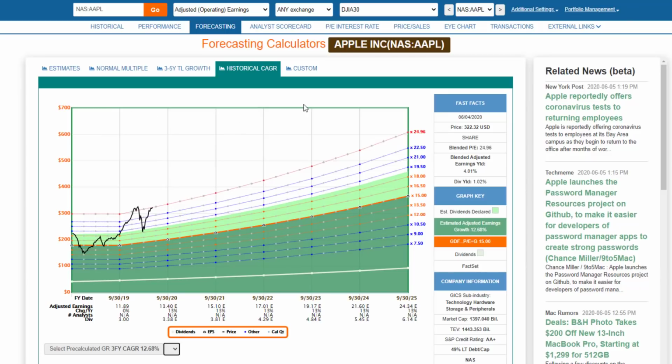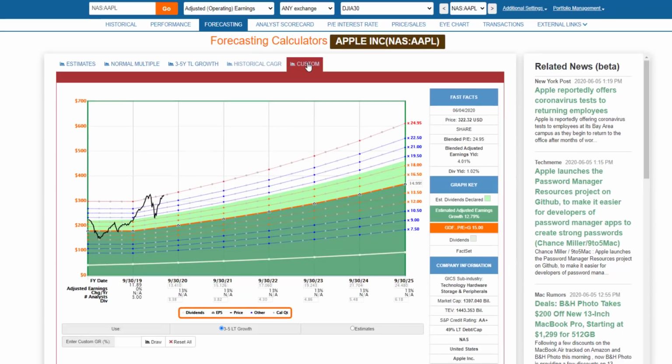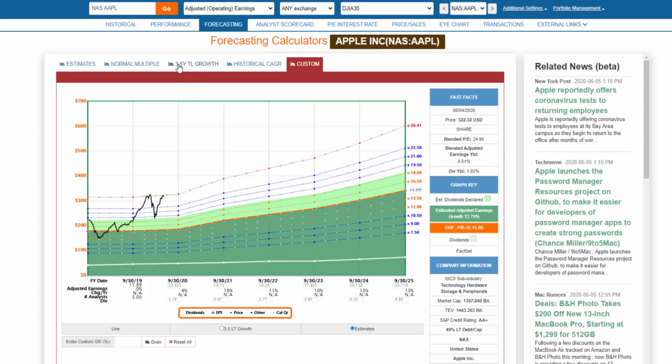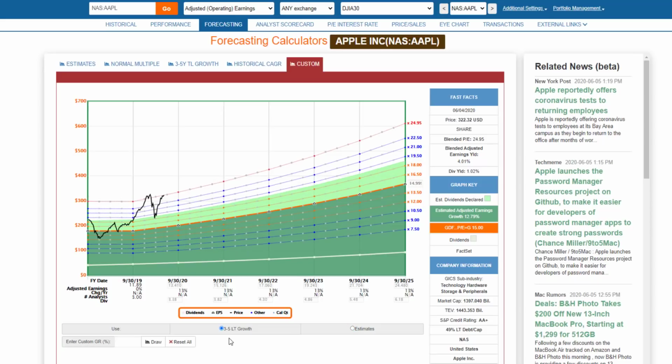Now, the fifth forecasting calculator is simply a custom calculator. You can plug in your own dividends, you can plug in your own earnings, you can plug in your own growth rate. You can also, by clicking this little box here, actually combine this trendline growth rate with these specific earnings growth rate numbers. And you can see that I did that here. If I take it off, watch the orange line change by going back to the 3 to 5 year. So I can combine the two.